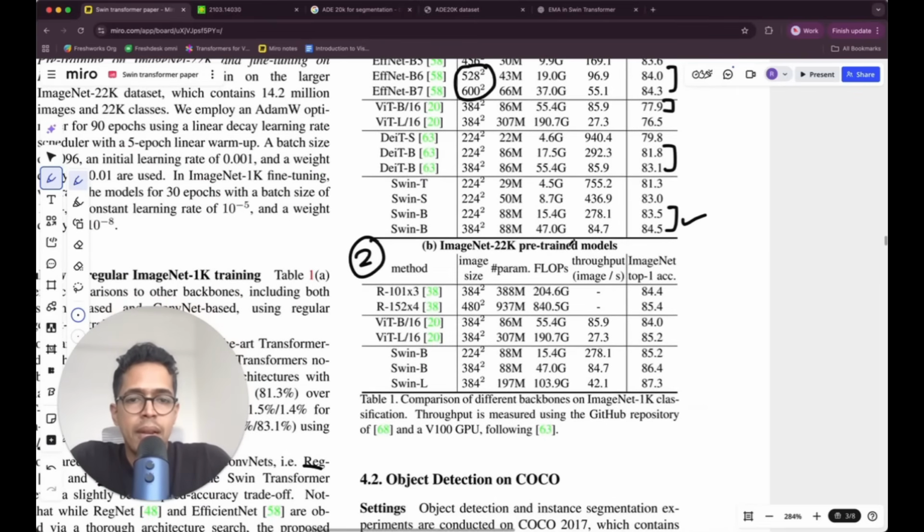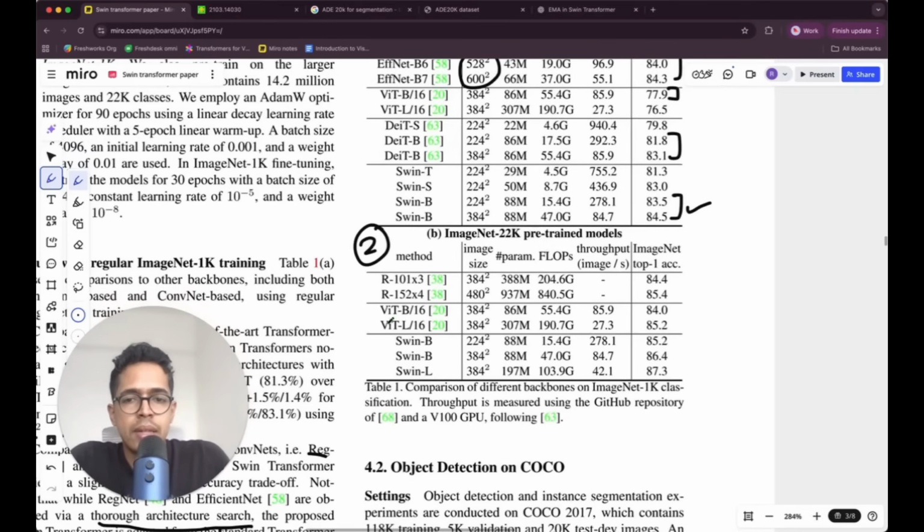If we do pre-training on 22K, then we compare against similar models. Swin Transformer base model is 85.2, Vision Transformer base is 84. Then at 384 image size there is R101, I guess this is ResNet 101, at 84.4. So here also again Swin Transformer is better. And here the image size is actually significantly smaller.